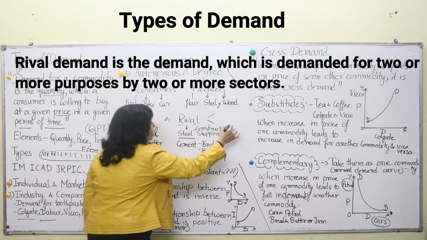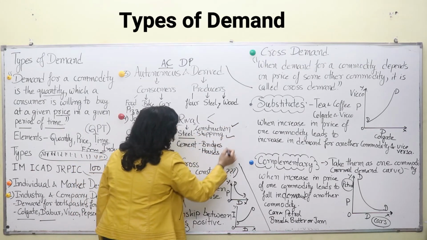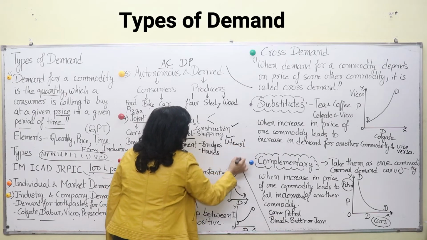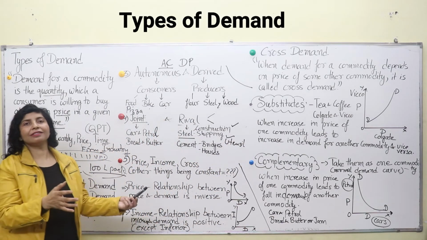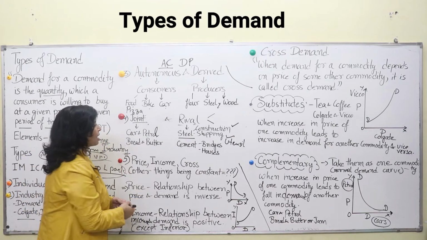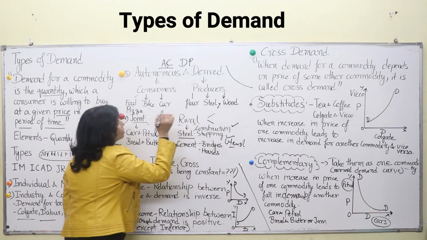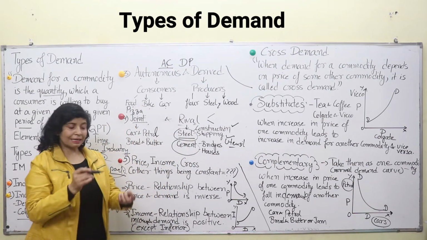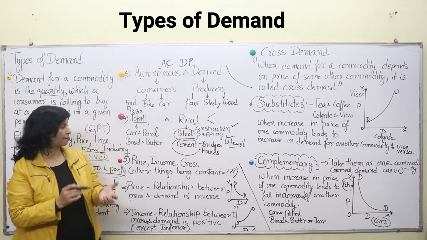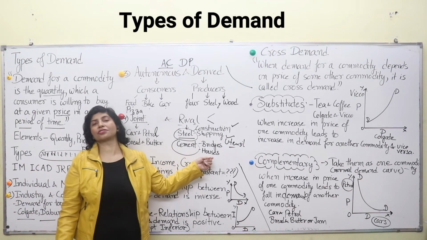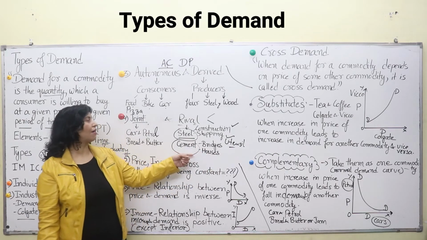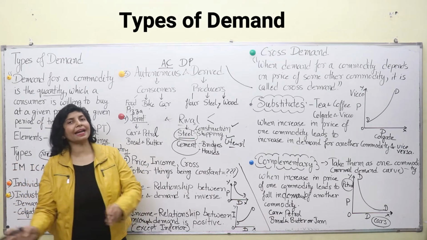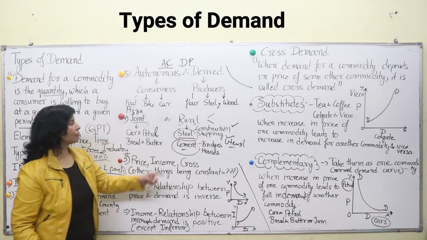Steel is demanded by the construction industry. Steel is demanded by the shipping industry. Steel is demanded by the utensil industry. Utensils, you can say glasses, bottles, or cookers, are made of steel, etc. So this is your rival demand. Okay, steel demand is rival demand, and demand for cement is also rival demand. Cement is demanded for constructing bridges, in the construction industry, for constructing houses, etc. So it is rival demand, because companies or sectors are competing for it.